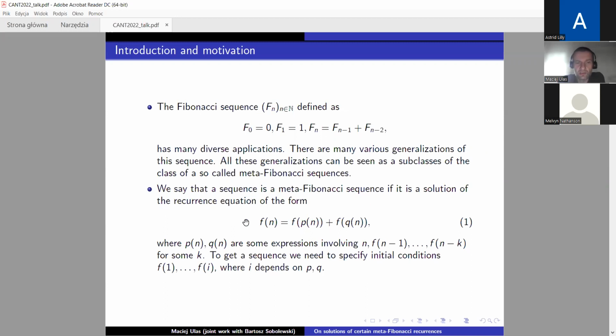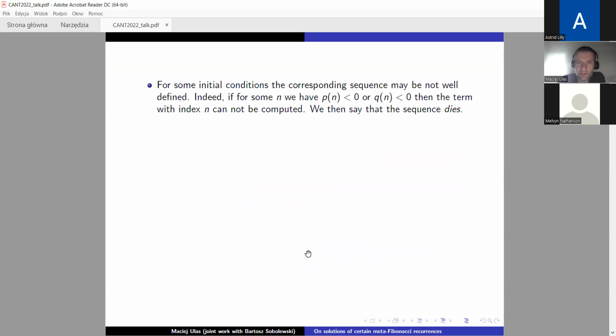Here I say that a sequence is a meta Fibonacci sequence if it is a solution of a recurrence equation of the following form, where P and Q are some expressions involving n, fn minus 1 up to fn minus k for some k. And in fact, to get a sequence, we need to specify initial conditions f1 up to fi, where of course i depends on this P and Q. So this is quite a general definition.